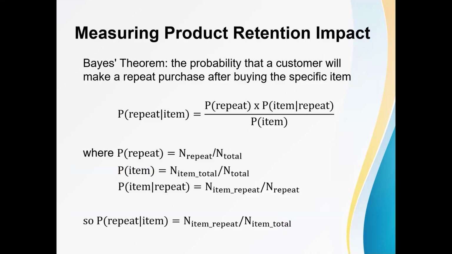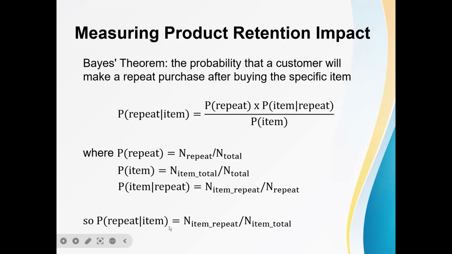And P item is the probability of purchasing the specific item, which equals the total number of orders for the item divided by the total number of orders. And P item given repeat is the probability of purchasing the specific item, given that it leads to a repeat purchase, which equals the number of orders for the item divided by the total number of orders with the subsequent repeat purchase.